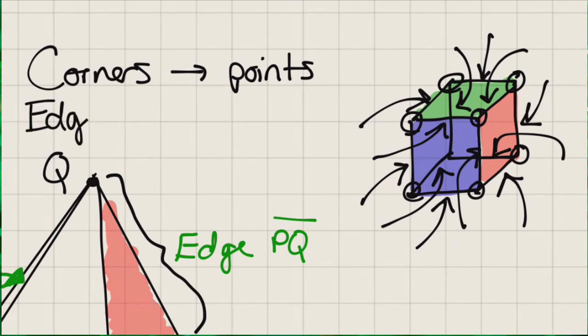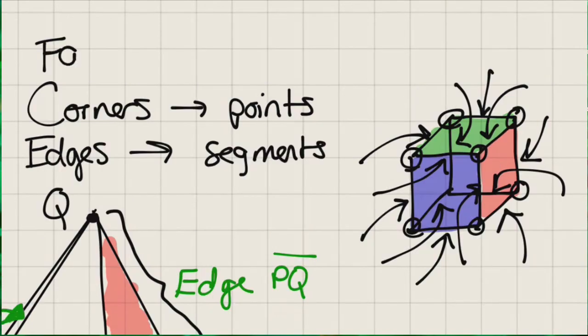Edges are always segments. And I'll put the other one above it. Faces are planes. Planes, points, and segments. Faces, corners, and edges. Okay, planes, points, and segments. So you're really just trying to identify the geometric version of something you're probably already familiar with.